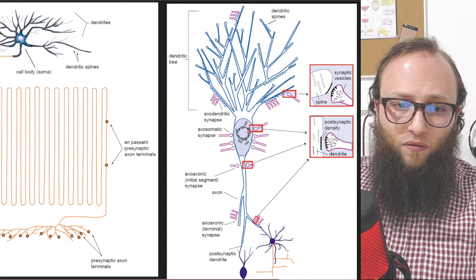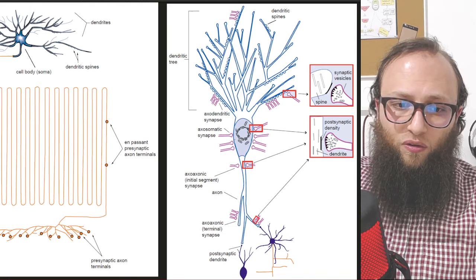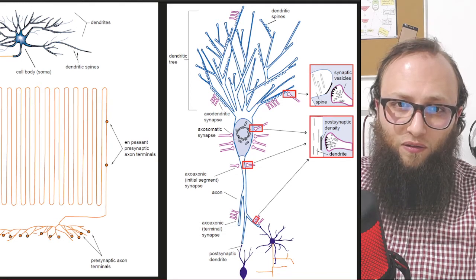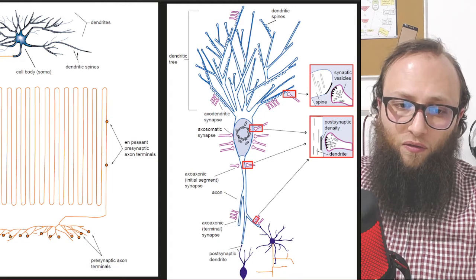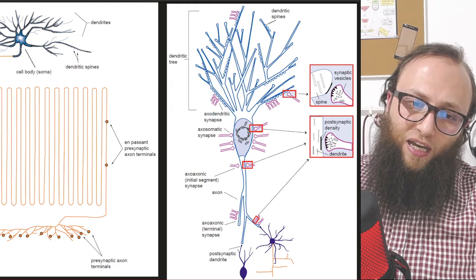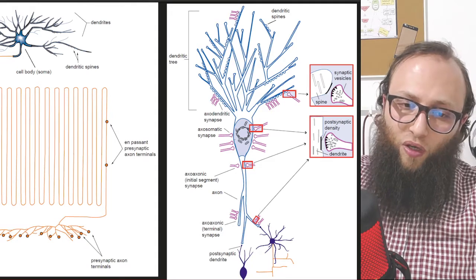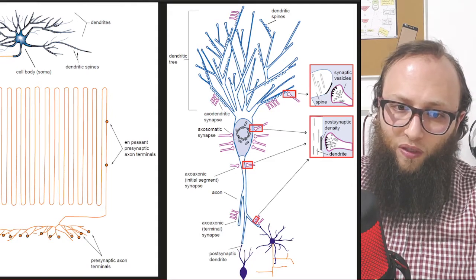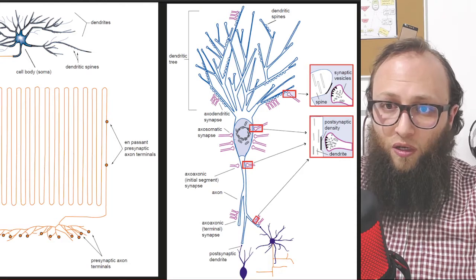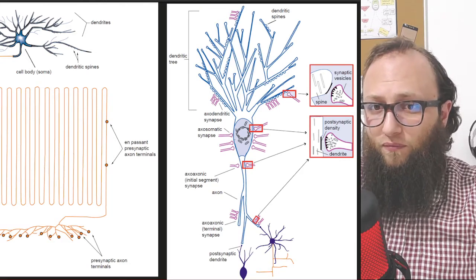like this one, axodendritic. Here we have a postsynaptic dendrite, between the end of the axon and the dendrites of another neuron. And here we have the same thing between the axon and another neuron. This is one form of connection.